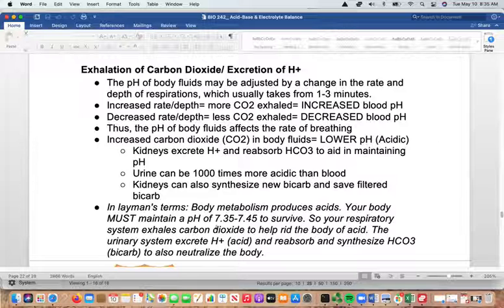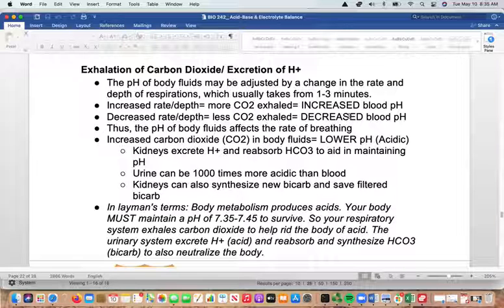So when you have an increased rate and depth, you're going to have more carbon dioxide exhaled. It will increase the blood pH. When you have a decreased rate and depth, you'll have less carbon dioxide exhaled and you'll decrease the pH.